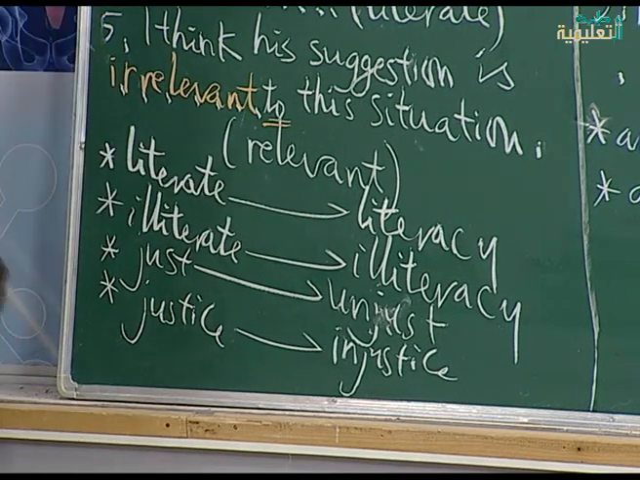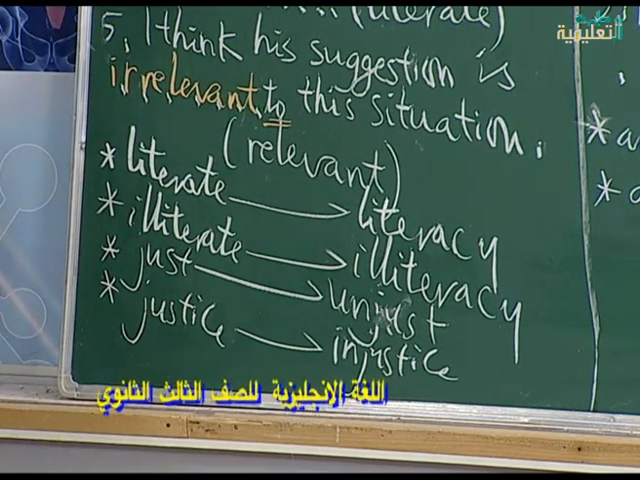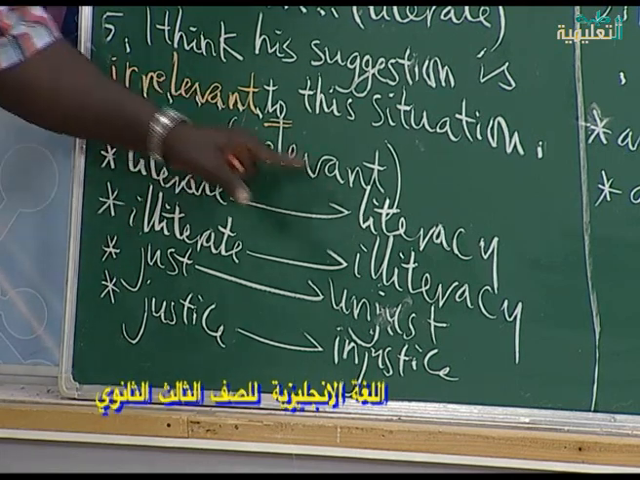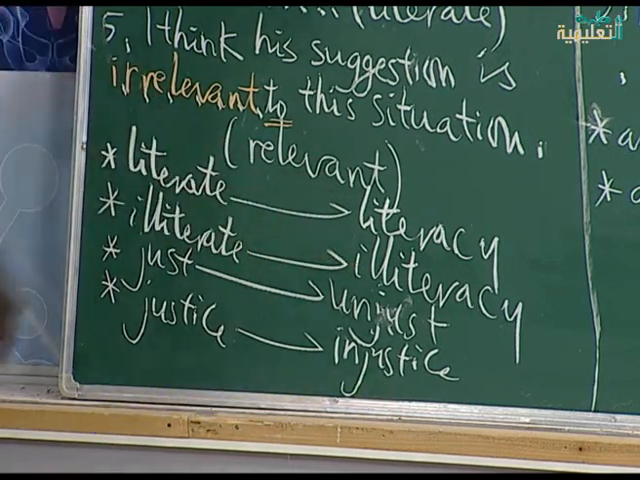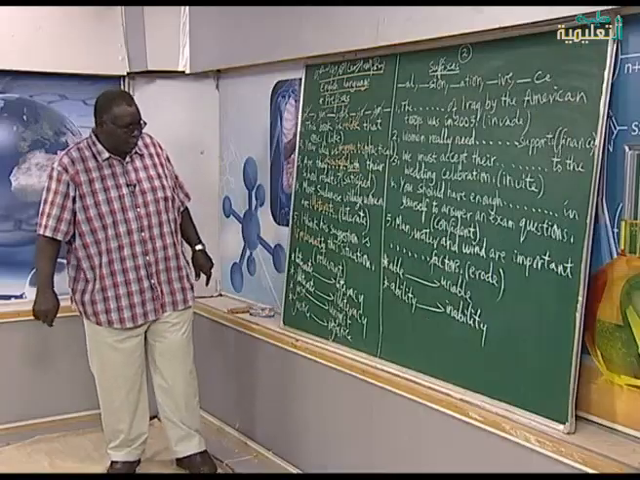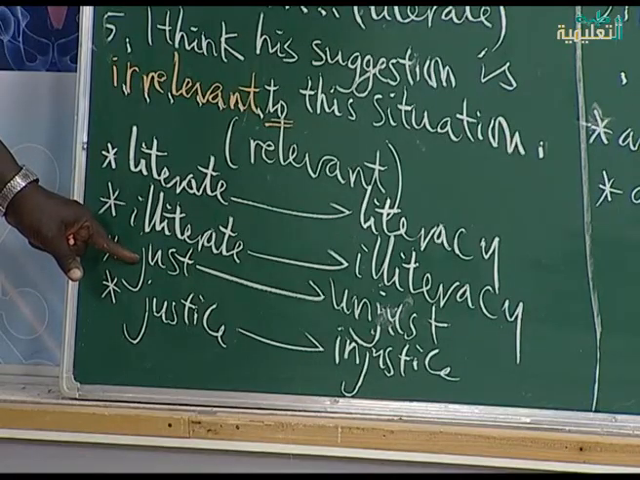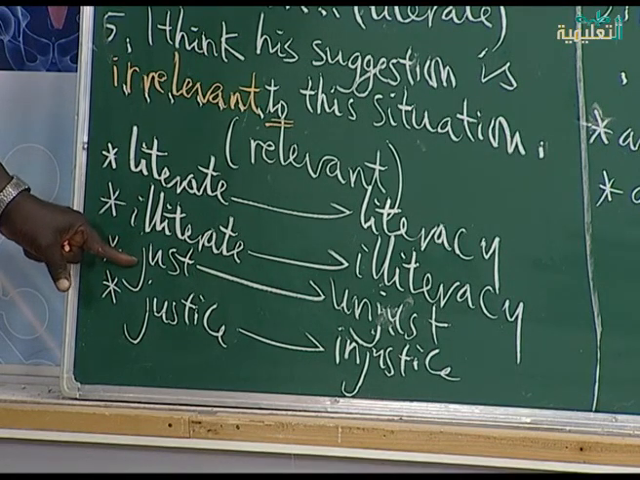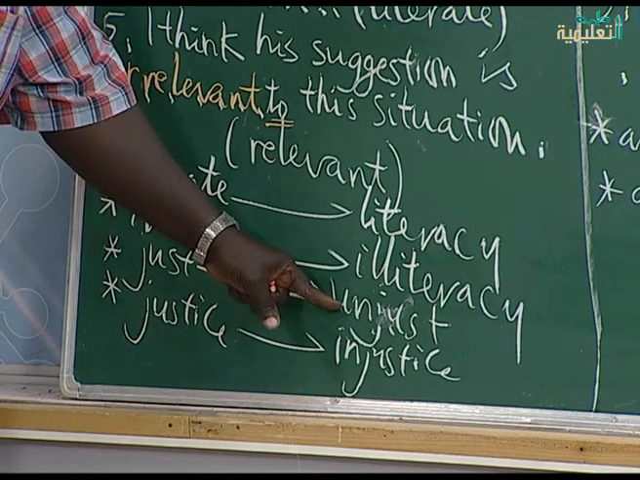In Arabic you say الأمية literacy. This is the prefix IL. Yes, IL in the adjective and IL in the what? In the noun. But it is not always like that. I want you to be careful about this. I have given you the example of just, عادل. Yeah, you say just. Yes, unjust, غير عادل.